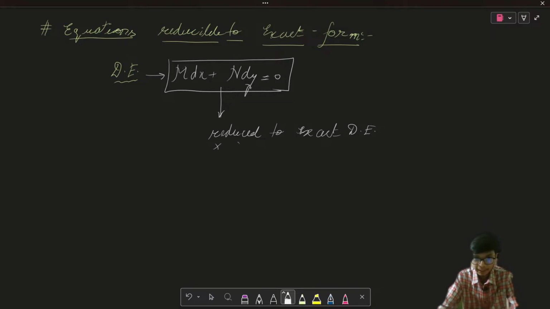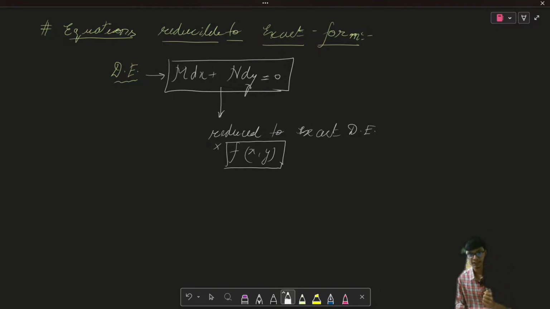So if I multiply both sides by some suitable function, let us say that function is f of x comma y, then I might be able to convert that form into an exact differential form. This multiplicative factor that is multiplied to the non-exact differential equation is known as the integrating factor.